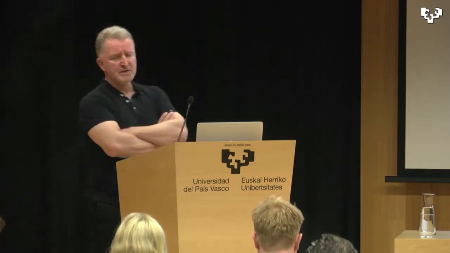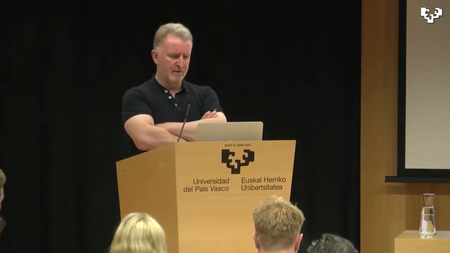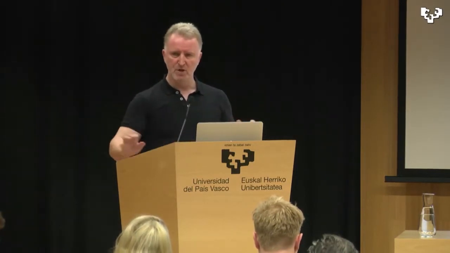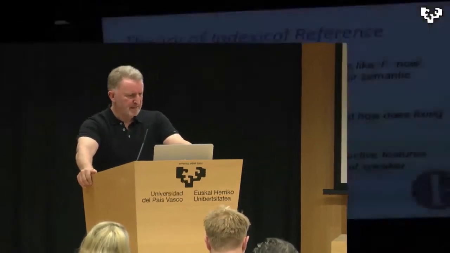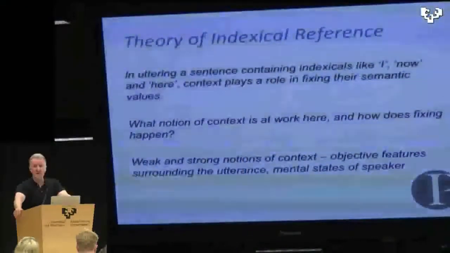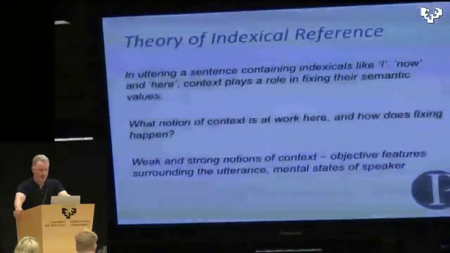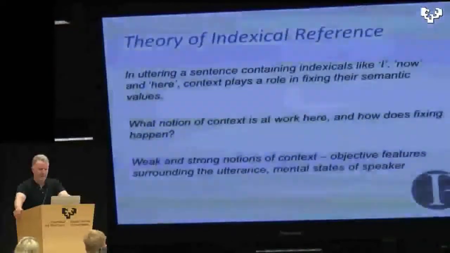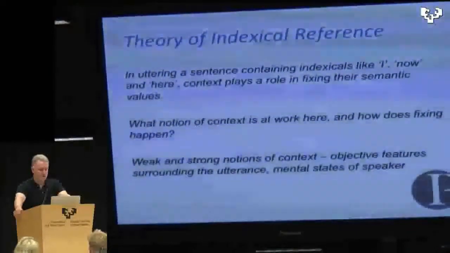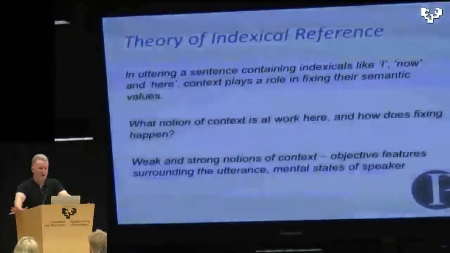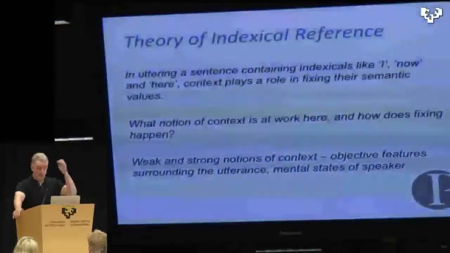Jonas is going to give us a theory of indexical reference, or a theory of how semantic values for indexical expressions have to be settled. So we know that when we're using or uttering expressions with I, now, here, and so on, that context plays a role for sure in settling these semantic values. But what notion of context is at work, and what does the fixing?